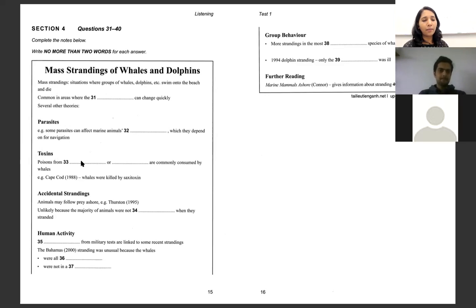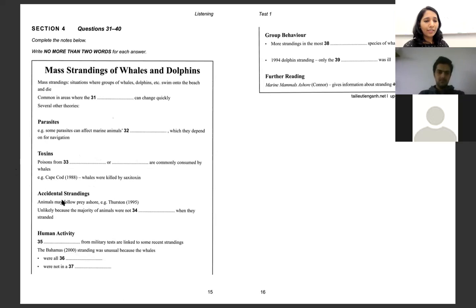Look at the third one, blank 33. So we have two blanks here for 33. So each carries 0.5, 0.5. Poisons from dash or dash are commonly consumed by whales. So some kind of a source. So here it's given that whales were killed by this poison. So some kind of a name, similar name, could be their chemical name, some kind of a name. Then if you look at the next one, animals may follow prey ashore.